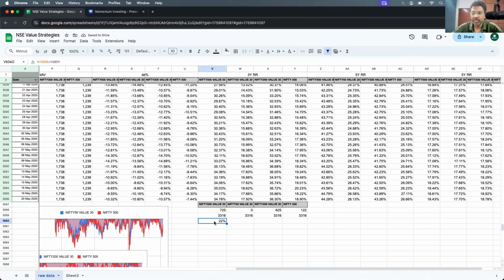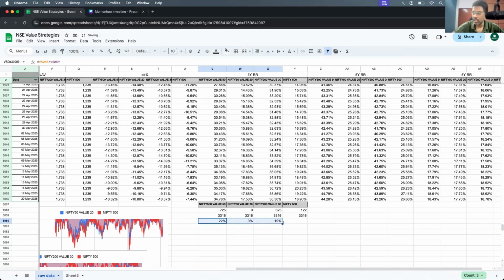around 22% of the times, if you invest in a Nifty 500 value 50 strategy and stay for a 3-year period, you might end up getting negative returns. That's the meaning of this metric. Whereas it is 0% in Nifty 50 value 20. That's the historical data saying that if you had invested in Nifty 50 value 20 and waited for a 3-year time period, definitely your returns would have been greater than 0.